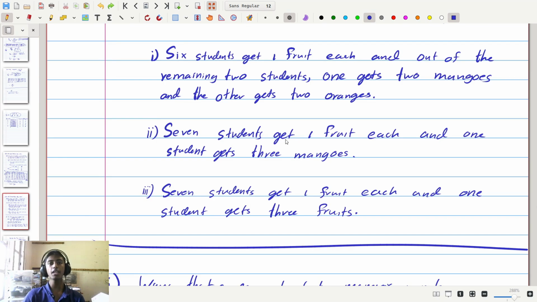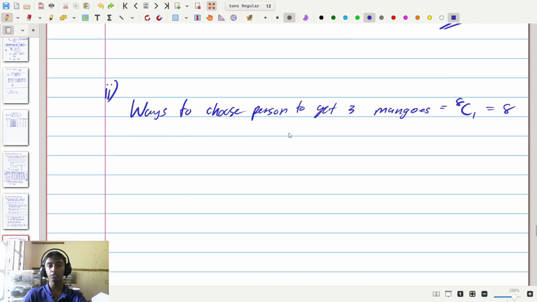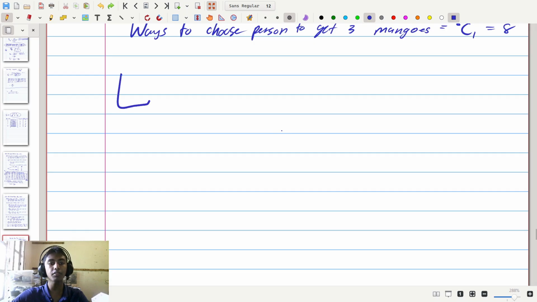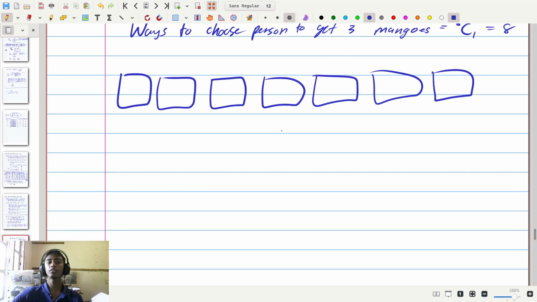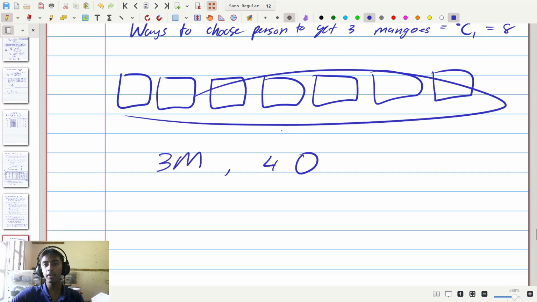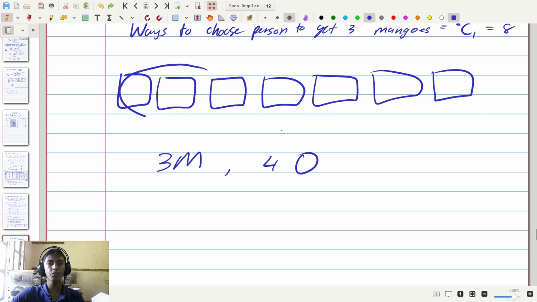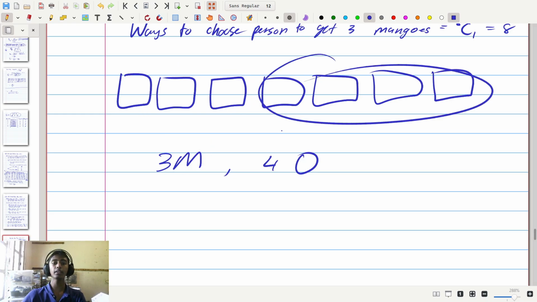If each of them gets at least 1 fruit, each of them must once again get exactly 1 fruit. So all 7 students are kind of boxes in this case, where each of these boxes must get exactly 1 fruit. So once again, we have to do the same thing that we did earlier, except this time the numbers are different. This time we have 3 mangoes and 4 oranges to give to these remaining 7 students. Once again, we apply the logic where if we choose 3 people to get the 3 mangoes, the other 4 people are guaranteed to get the remaining 4 oranges.